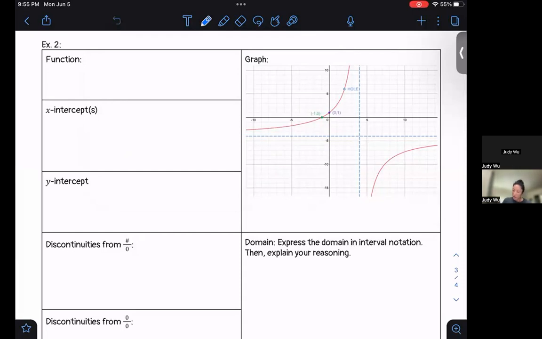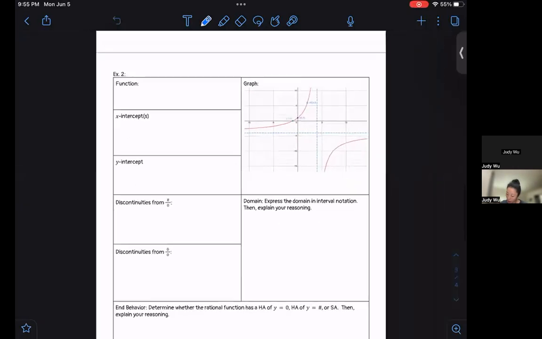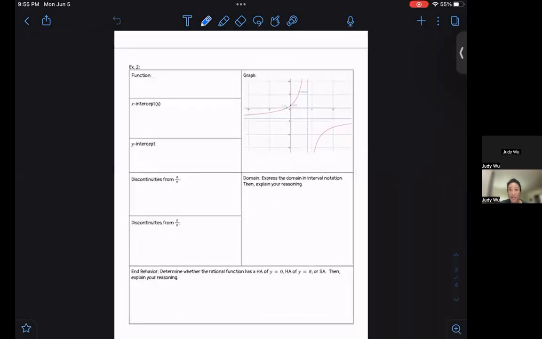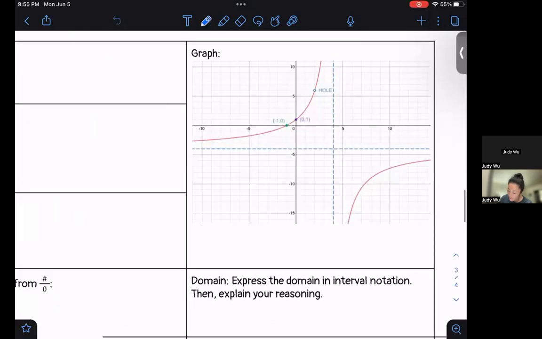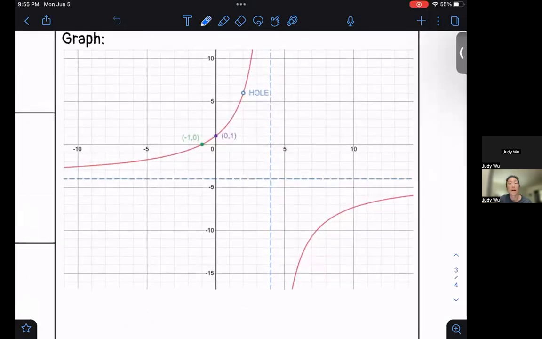So for example 2, if we zoom out for a moment, you'll notice that it looks pretty much blank, except instead of giving you a function this time, I gave you a graph. Okay, I gave you a graph with some important characteristics, and we're going to try to reverse engineer the function. Now let's go ahead and start with our graph, and I'll zoom in pretty big. Let's take a look at some of the important characteristics on here.